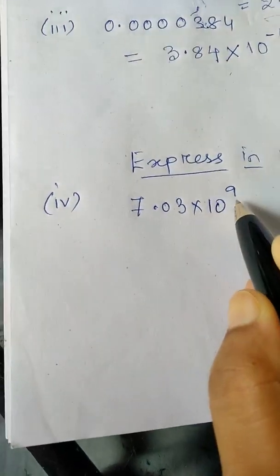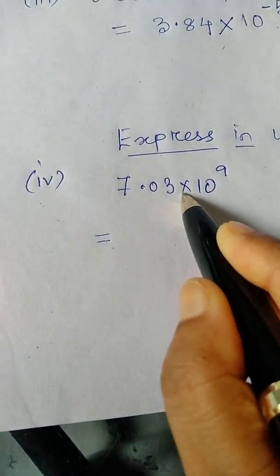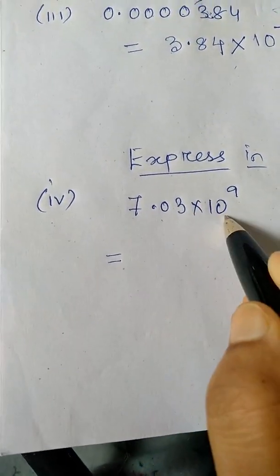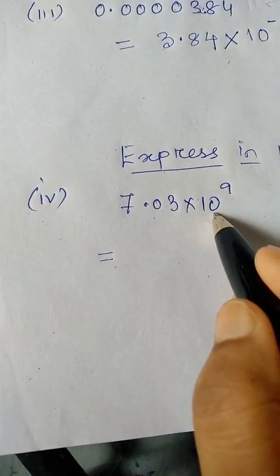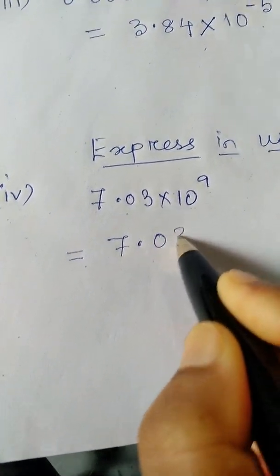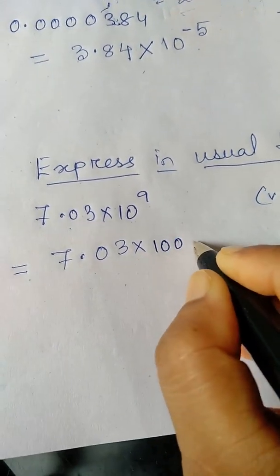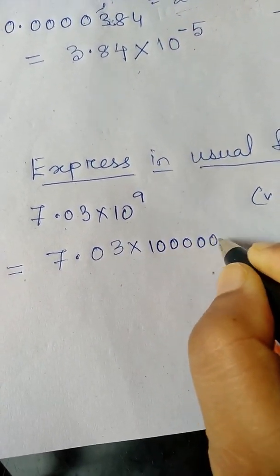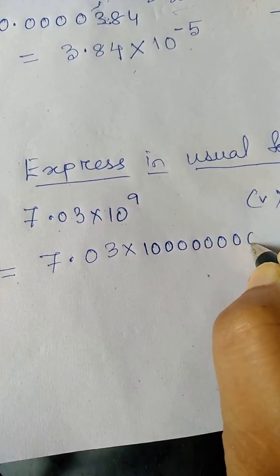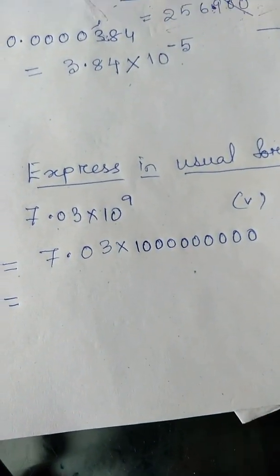7.03 into 10 to the power 9 is equal to, what you have to do? You have to multiply this number by 10 to the power 9, which means 9 zeros. So let us write that. 7.03 into 1, 2, 3, 4, 5, 6, 7, 8, 9. Now let us have a rough look at what is going on.